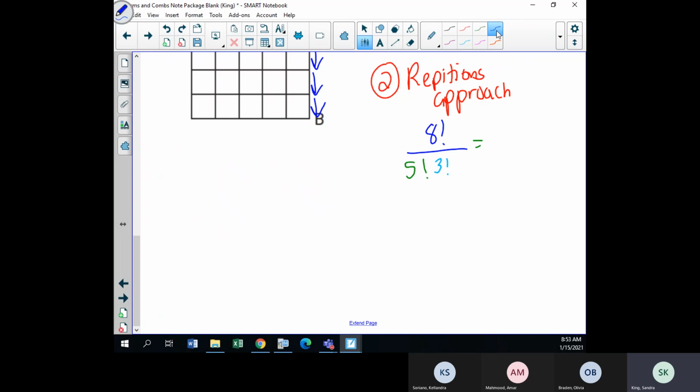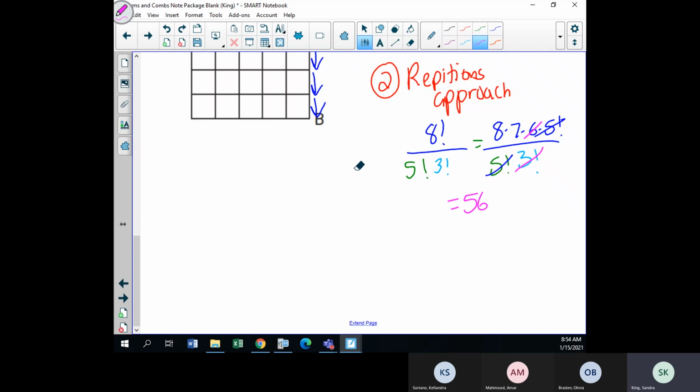8 factorial, I'm going to reduce till I get to 5 factorial. So 8 times 7 times 6 times 5 factorial, all over 5 factorial, 3 factorial. 5 factorial, 5 factorial cancel. You guys, what was 3 factorial? 6. So I'm going to cancel 6 and 3 factorial. 8 times 7 is 56 different ways that you can get from A to B.